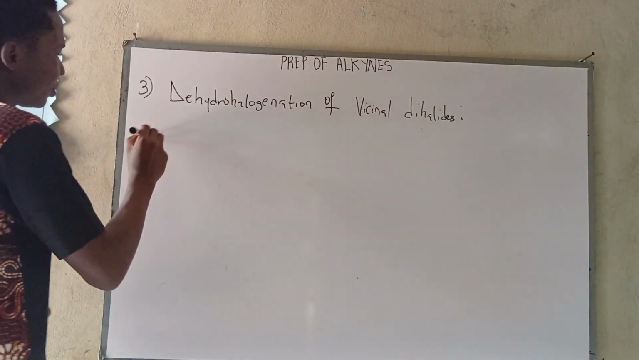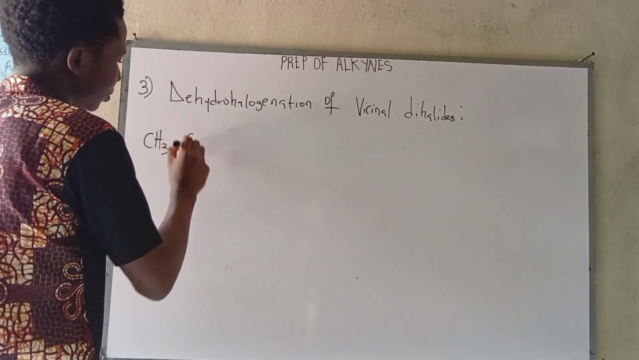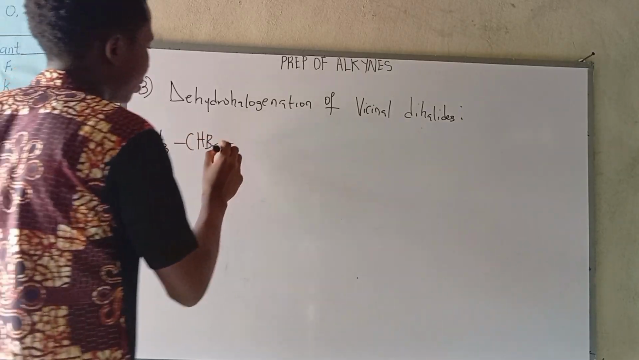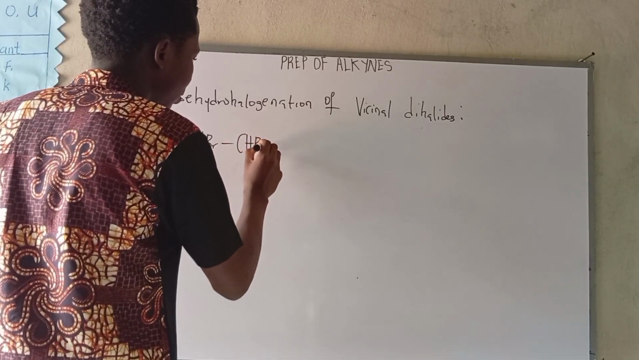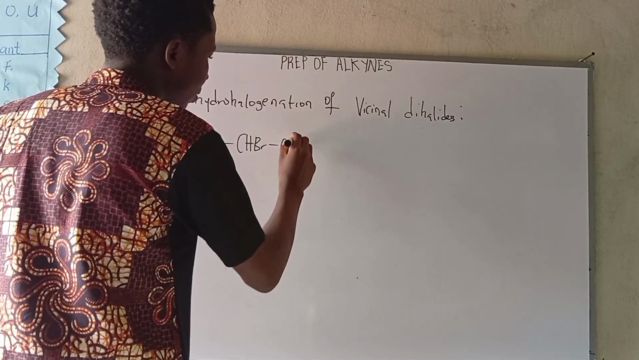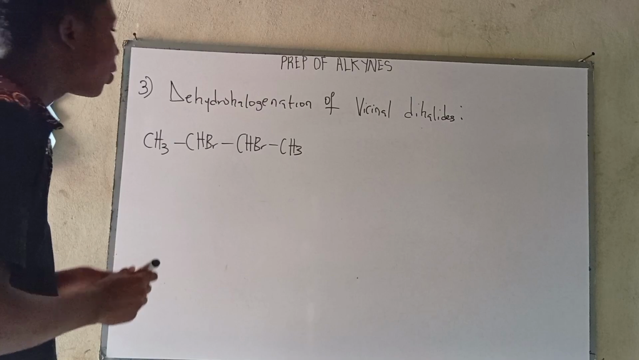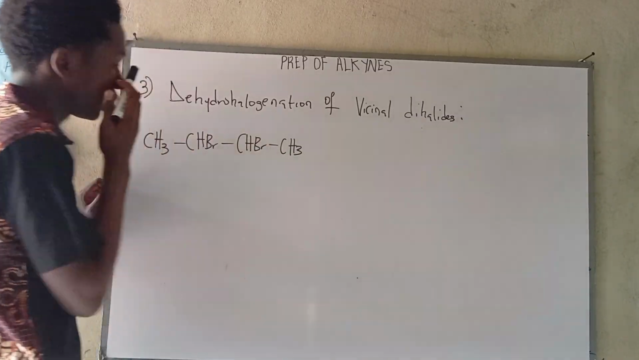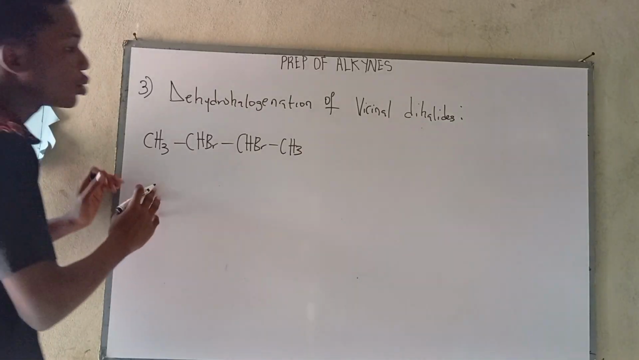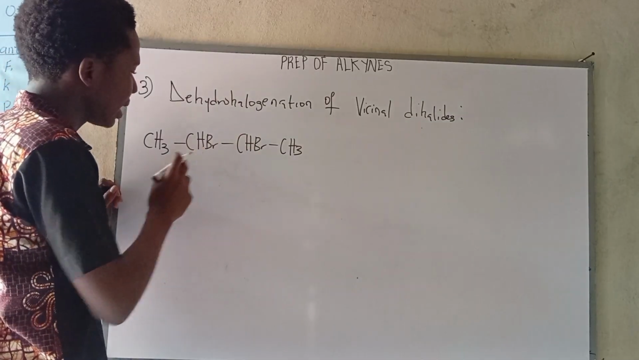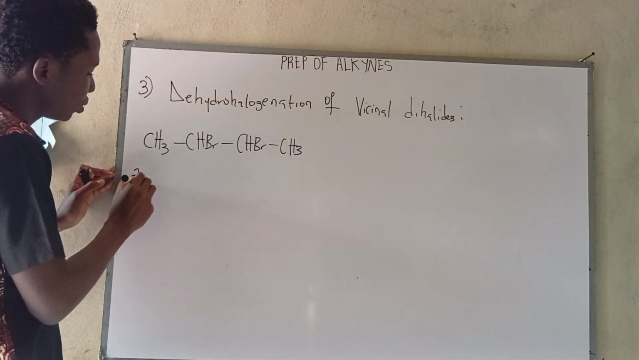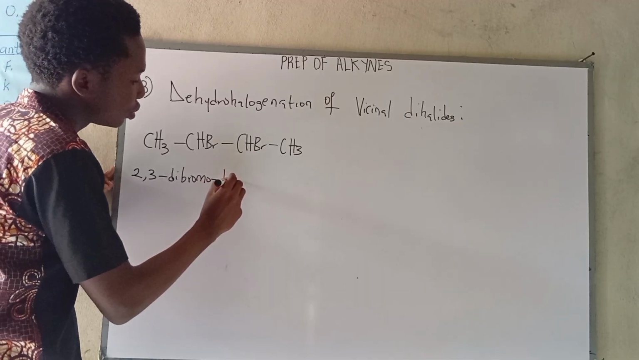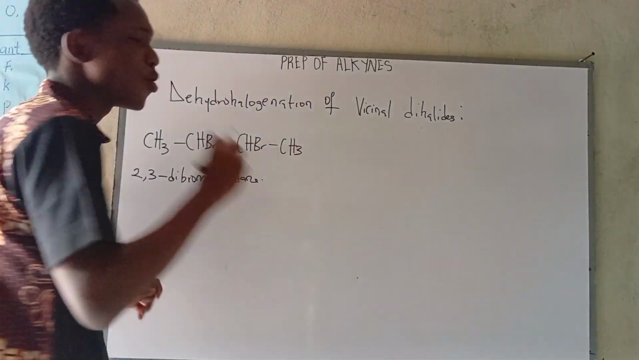Now we are going to use this compound. Now the name of this compound is what? We are going to name it: 1, 2, 3, 4. We know it's both, so it's going to be 2,3-dibromobutane. But that's not why we are here. Let's go on to the reason why we are here.